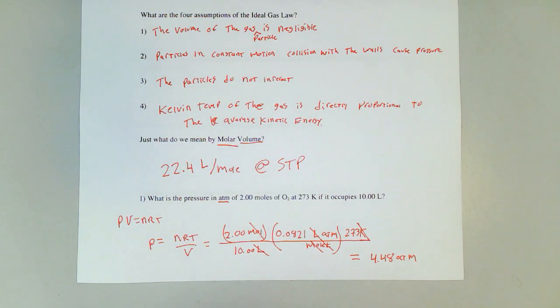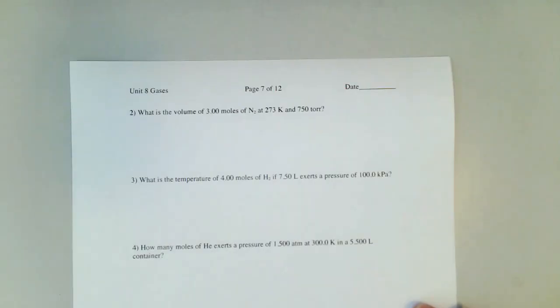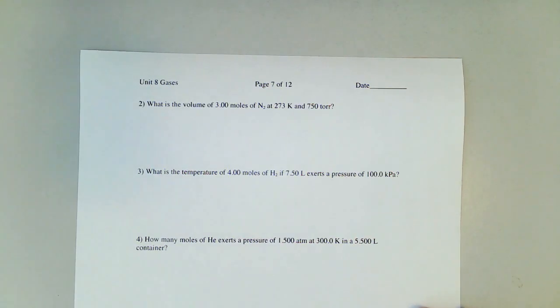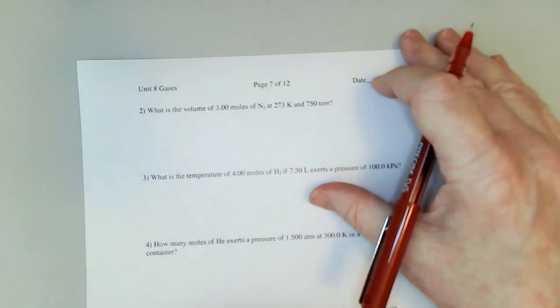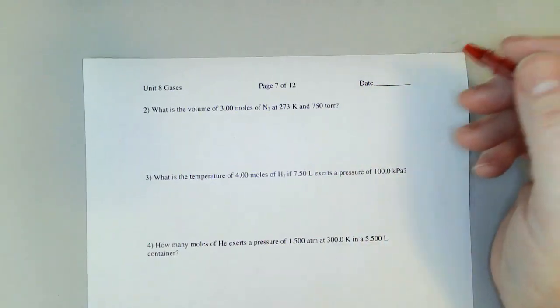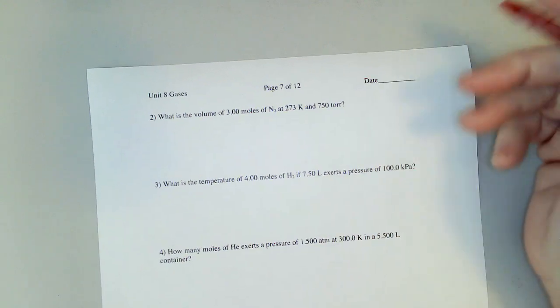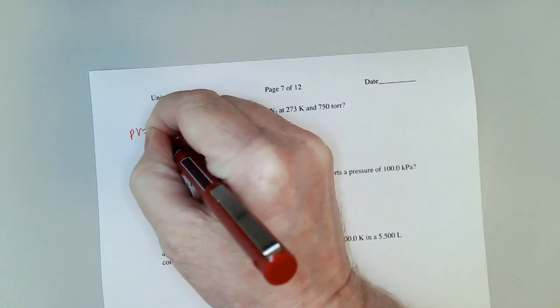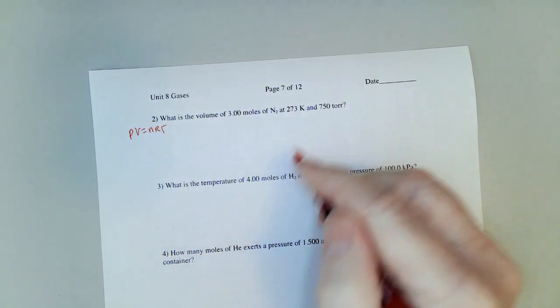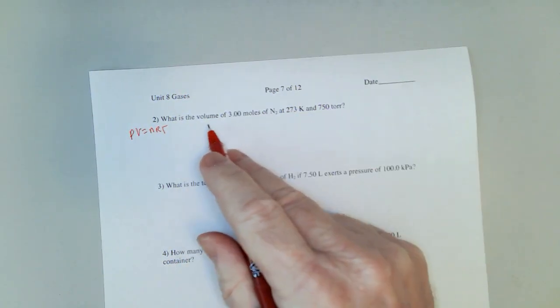Okay. Moving on to the next page, and just some more problems. I'm going to do one each basically: pressure, volume, moles, temperature, so that you get a feel for it. And I'm also going to change the pressure units each time, just to show you the different value of R. PV equals nRT, and in this problem, what's the volume?